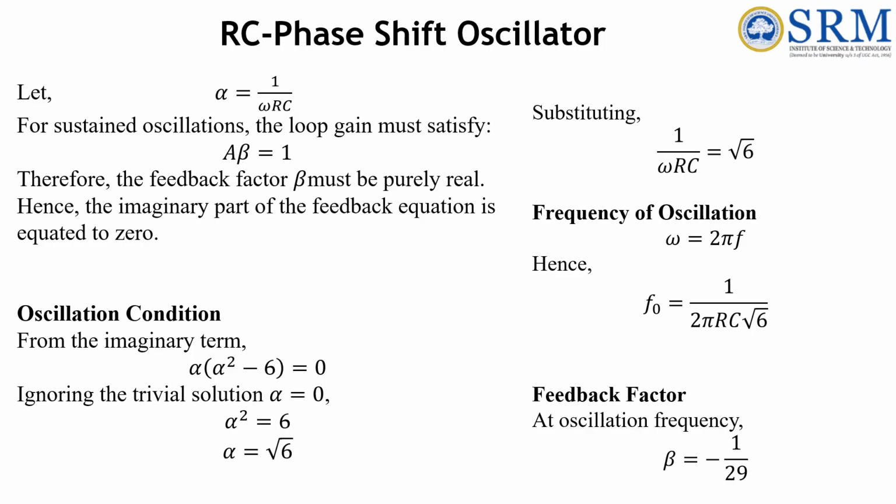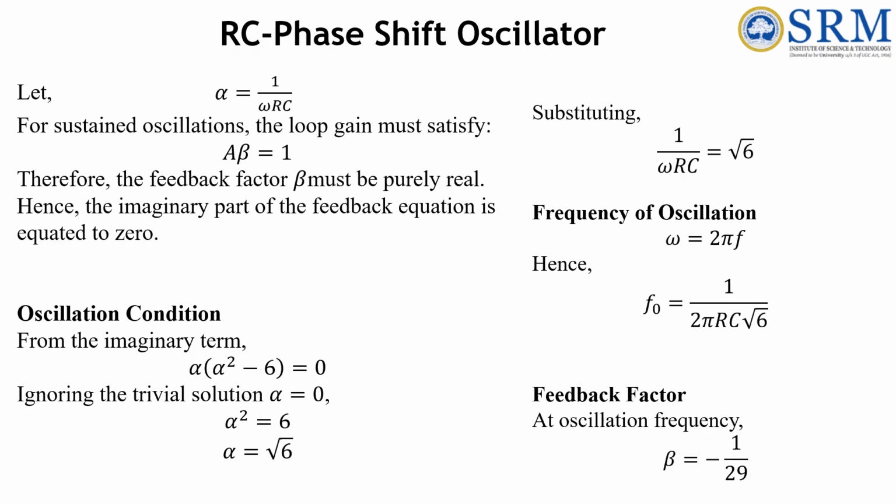So, from the imaginary term, we get alpha into alpha square minus 6 equal to 0. So, alpha square will be equal to 6 and alpha becomes root 6. By substituting this value in our original alpha equation, we get 1 by omega RC equal to root 6. So, omega equal to 2 pi f. So, we can find f, that is the frequency of oscillation, f0 equal to 1 by 2 pi RC into root 6. So, the frequency of oscillation for the RC phase shift oscillator is given as f is equal to 1 by 2 pi RC root 6.